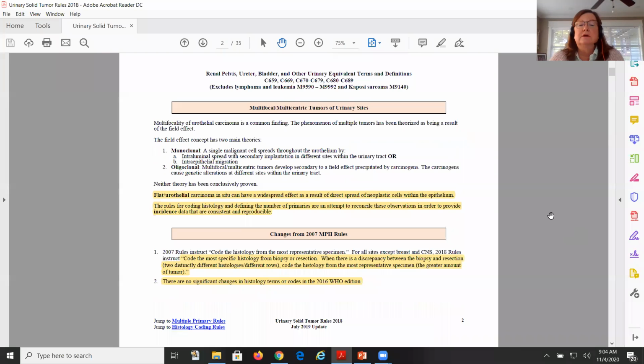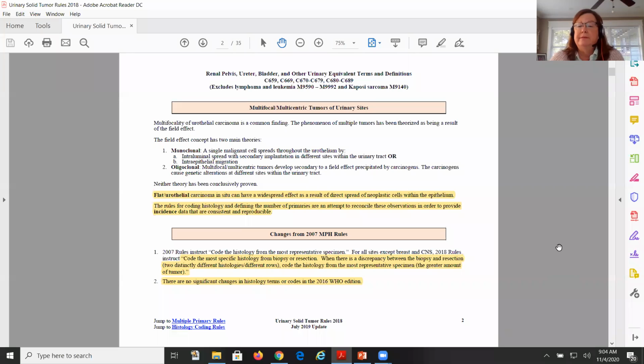Flat urothelial carcinoma, our 8120/2 or /3, can have a widespread effect more so than our 8130, our papillary transitional cell carcinomas. The changes from the 2007 multiple primary and histology rules include that you code the most specific histology, whether from the biopsy or the resection.